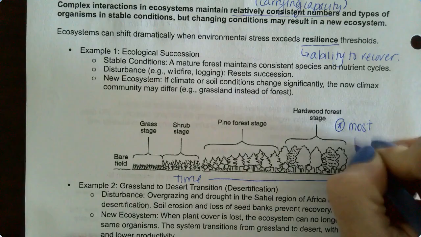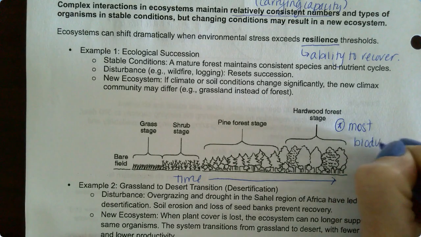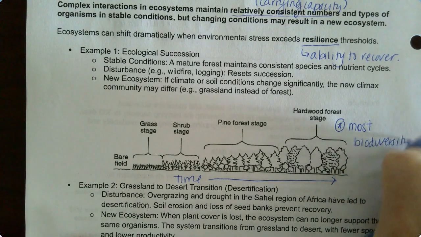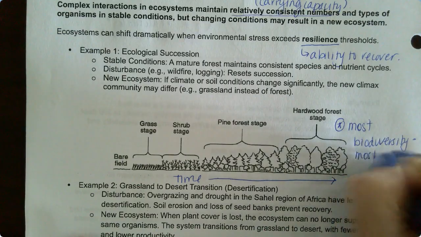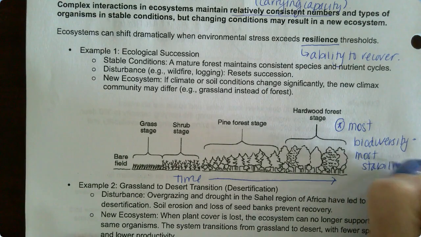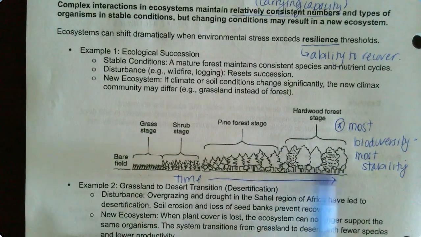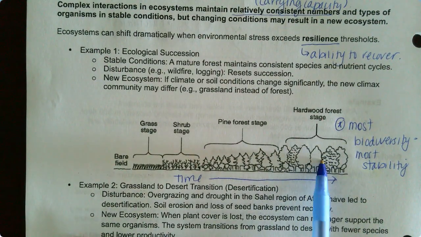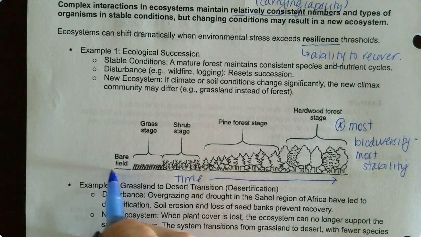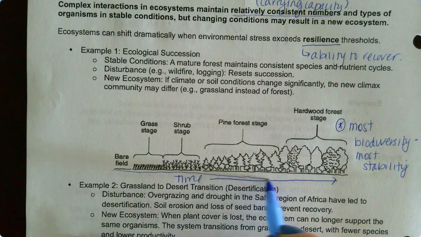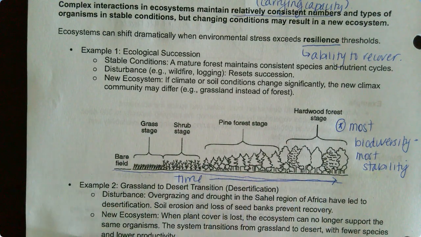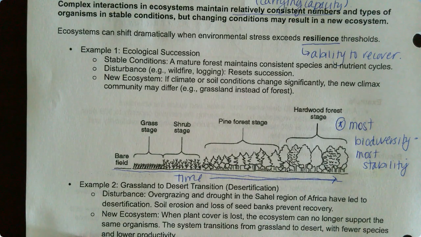This has the most biodiversity. Most biodiversity means most stability. The most different types of organisms can live here. Another thing to note is that each ecosystem makes the soil better and better for the next one. And that's going to be because some of the grass dies off, those nutrients get recycled back into the soil, the carbon, hydrogen, oxygen, nitrogen. And then it is more suitable for the shrubs.